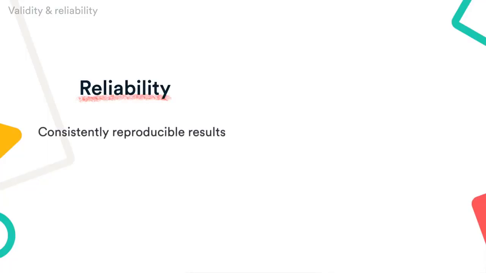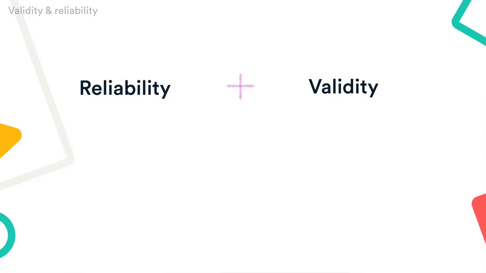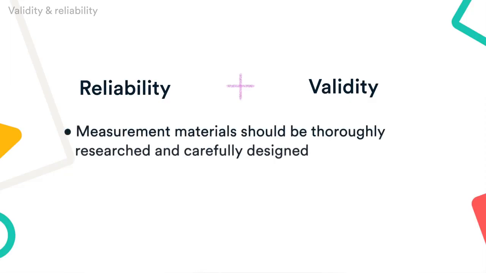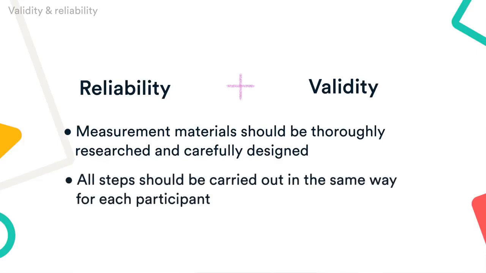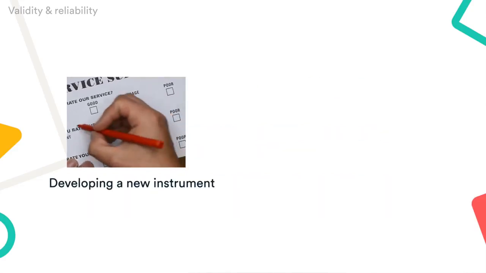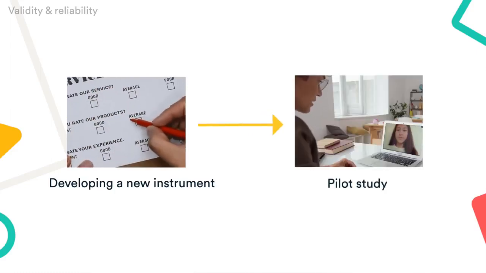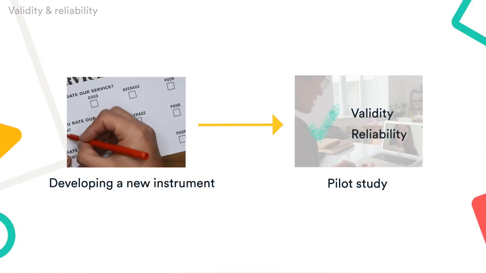Reliability means your results can be consistently reproduced, while validity means that you're actually measuring the concept you're interested in. For valid and reliable results, your measurement material should be thoroughly researched and carefully designed. Plan your procedures to make sure you carry out the same steps in the same way for each participant. If you're developing a new questionnaire or other instrument to measure a specific concept, you might want to run a pilot study to check its validity and reliability in advance.